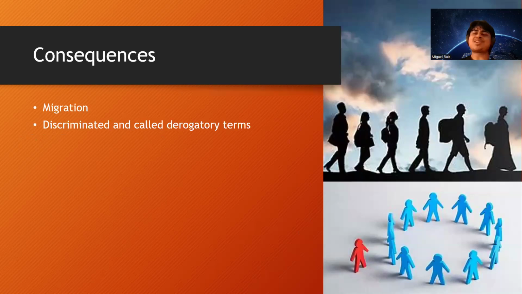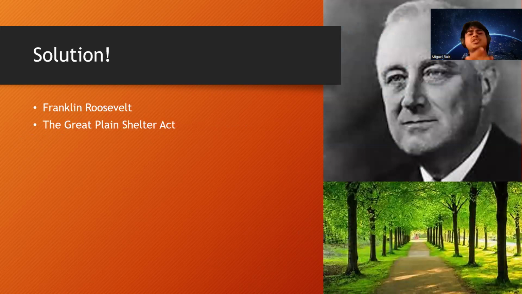Some of these consequences were that people were migrating into other states. For example, people from Oklahoma were moving to California, and they were often discriminated against, and they were called derogatory terms I'd rather not say. Pretty much what these terms were is that they were calling them dirty, poor, and pretty much below them.